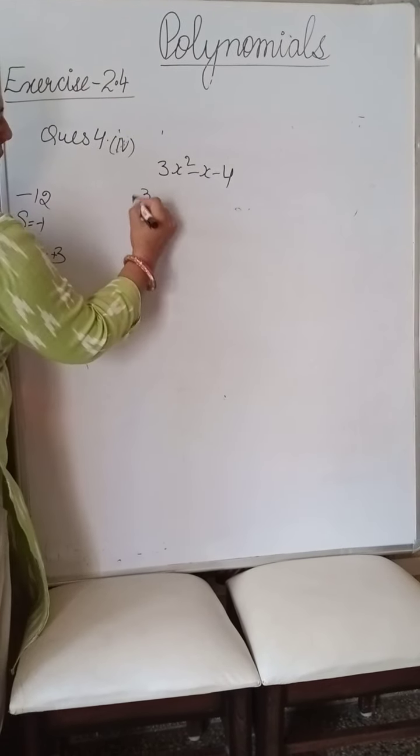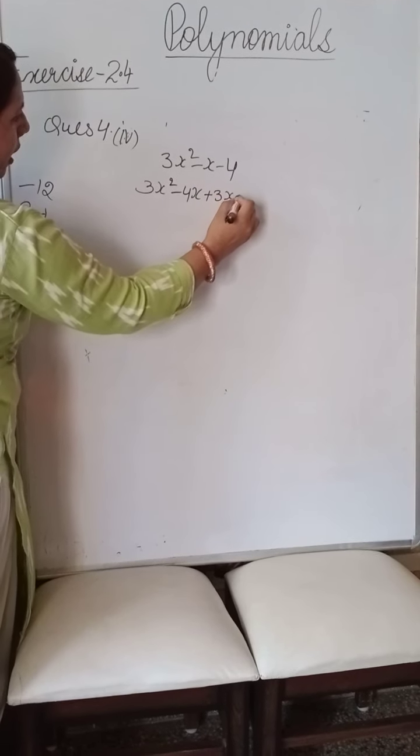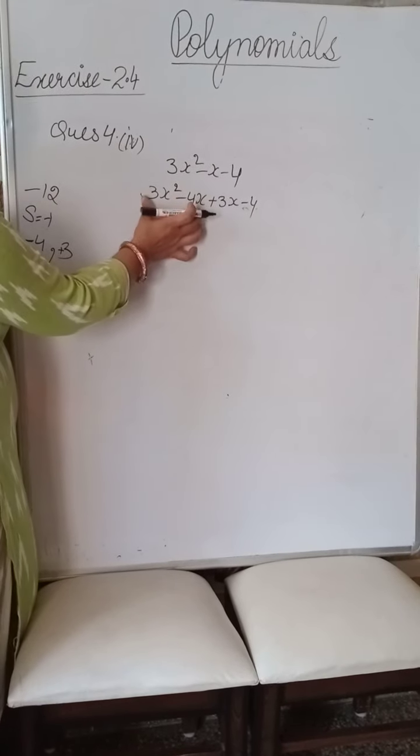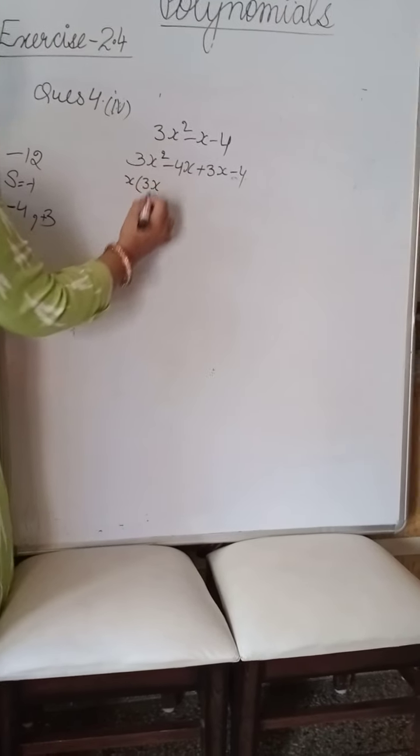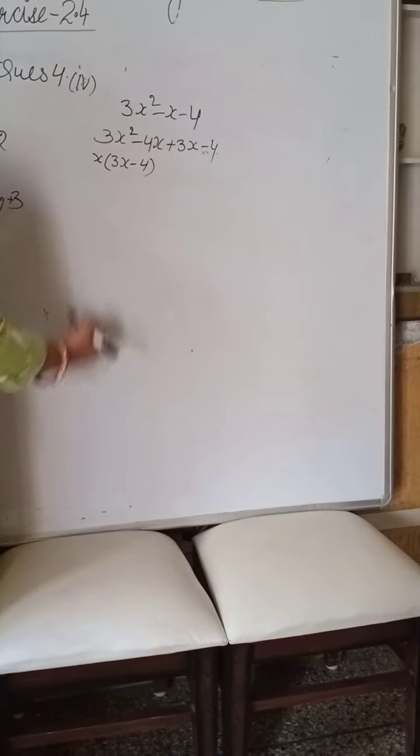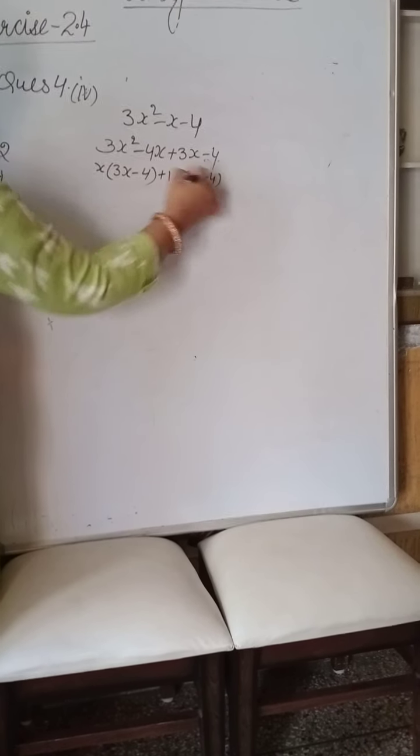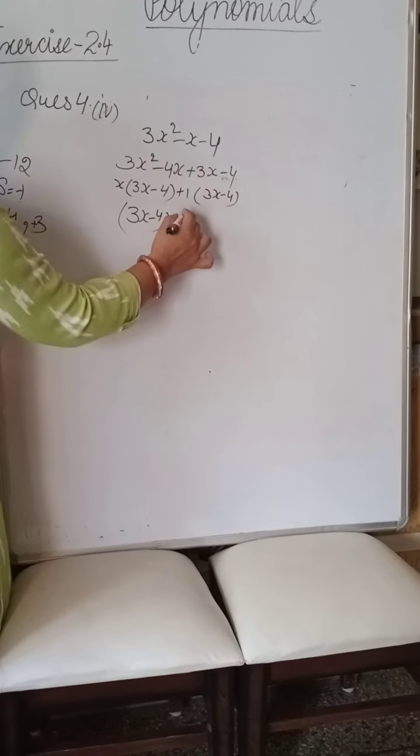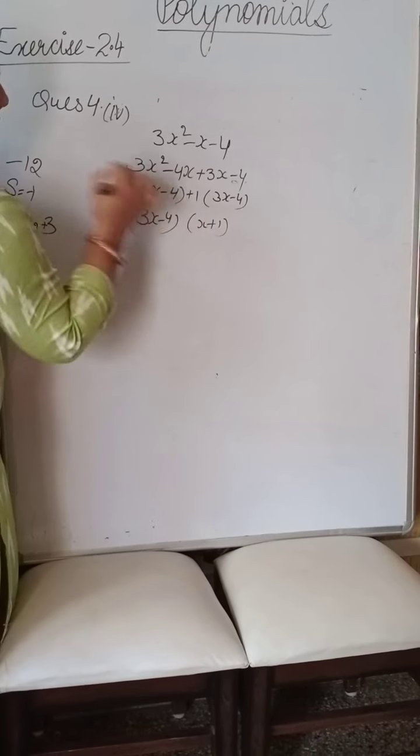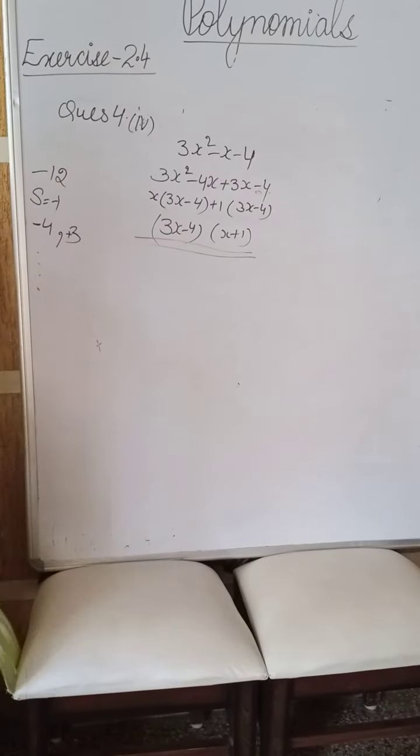So I am writing here 3x square minus 4x plus 3x minus 4. But you can take common from here only x. What is left behind? 3x minus 4 plus 1, 3x minus 4. So one factor is 3x minus 4. Another factor is x plus 1. So this was your question 4.